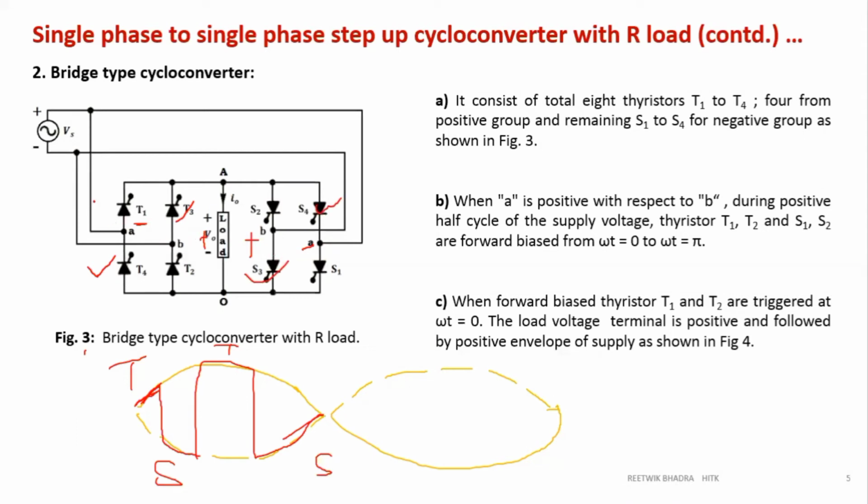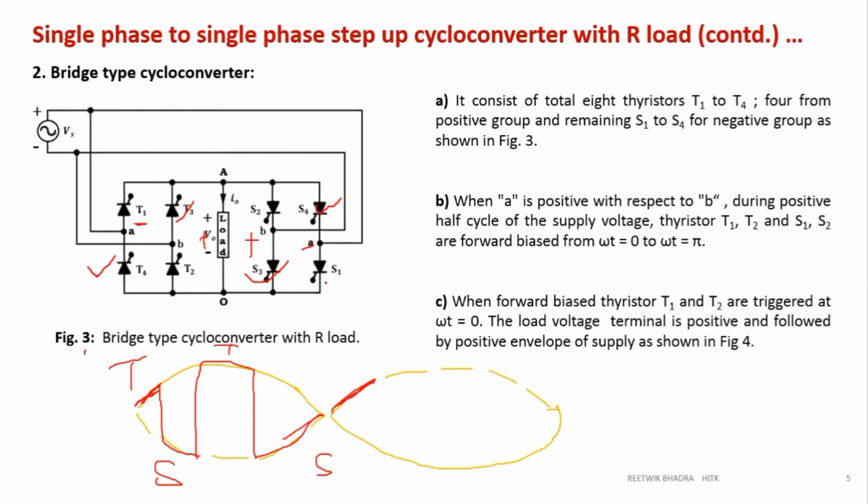So now current flows from which direction? From T3 to the load, T4 back to this part. So current flows in this direction. So voltage will be maintained positive over here. So T3, T4 should be on to maintain positive voltage.